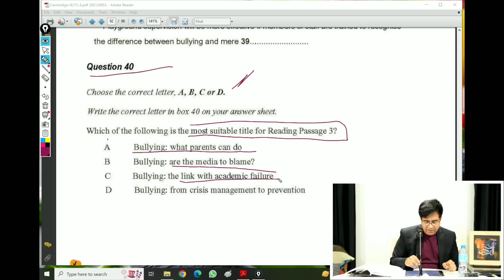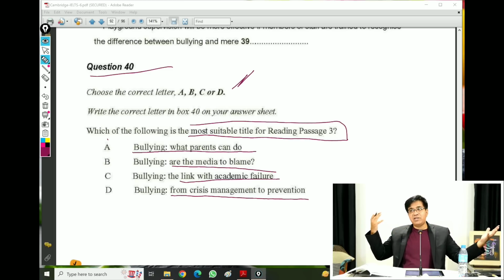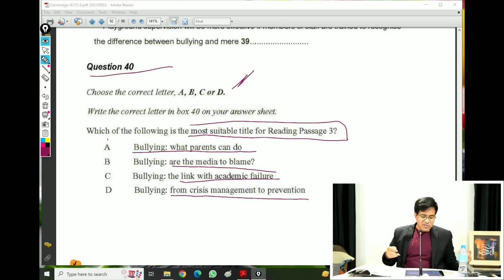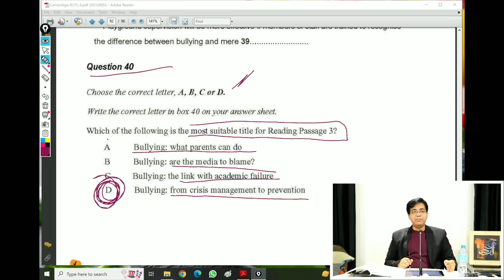Okay, let's see. Option D, bullying, from crisis management to prevention. Absolutely. Crisis management and then prevention, policies and curriculum and this and that. So D will be the right option for question number 40.